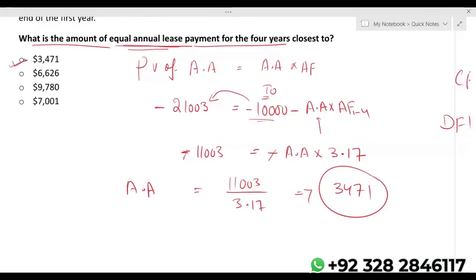Of course, to do a question like this, the topic of lease or borrow to buy decision should be in your mind. If you can recall that topic, then obviously this question is not going to disturb you.